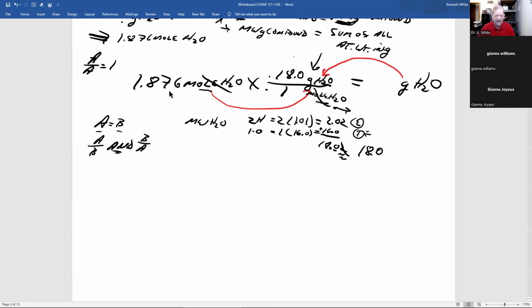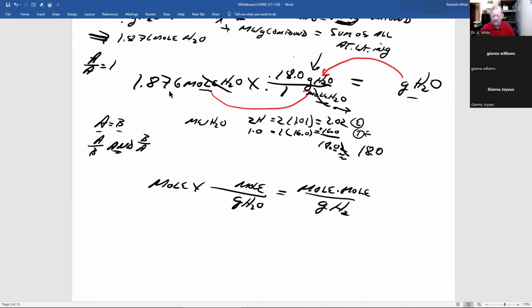What I saw on test 1, people would do something like this, and expect to get to grams of water. No. If we look at this, forget about the numbers. What is this? Moles times moles divided by grams. Nothing cancels out.